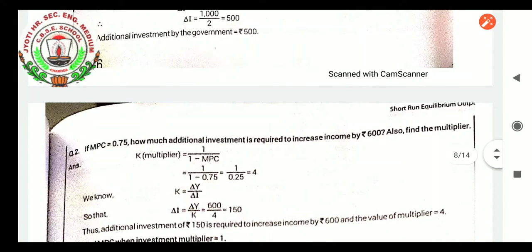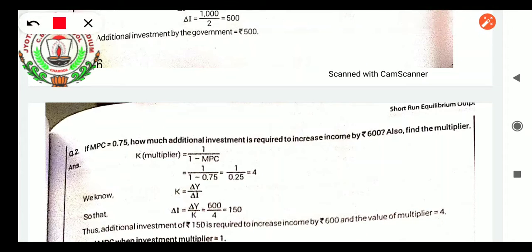Now let us see, if MPC equals 0.75, how much additional investment is required to increase income by rupees 600? Also find the multiplier. K multiplier equals 1 divided by 1 minus MPC. We know the formula very well as we read there. MPC equals 0.75. Change in Y is 600. Again the same question, K equals 1 by 1 minus MPC.